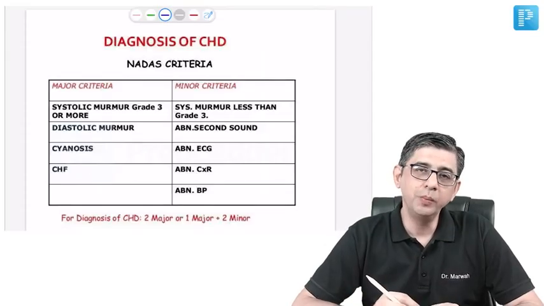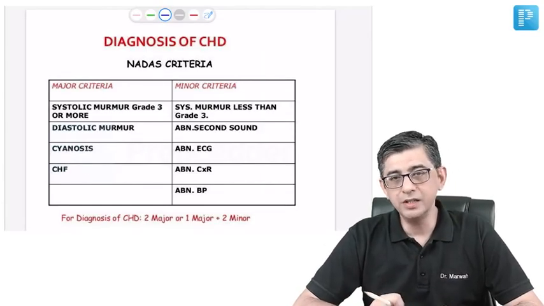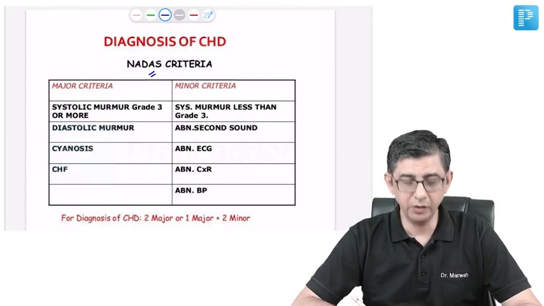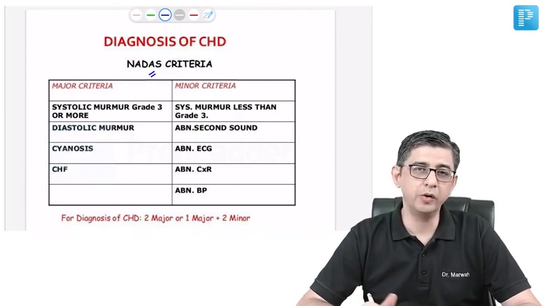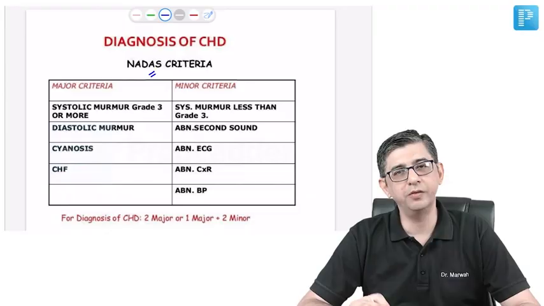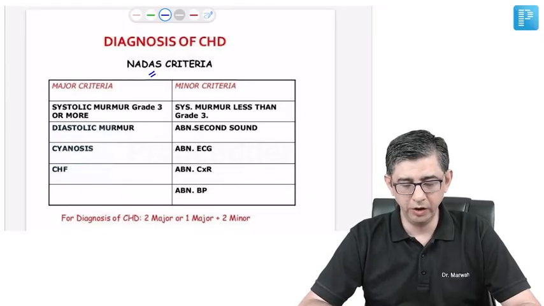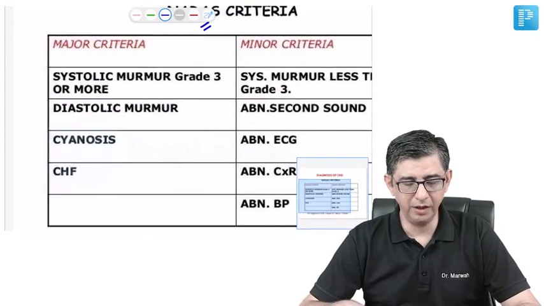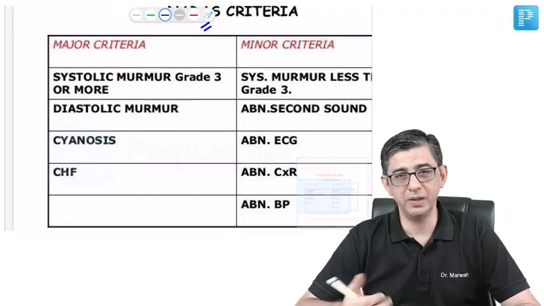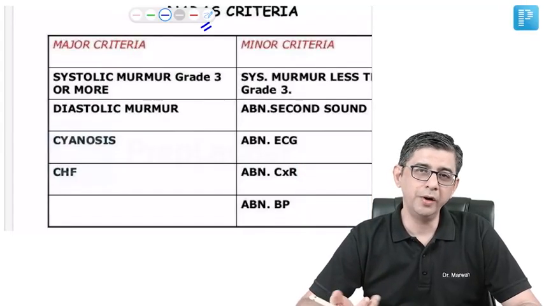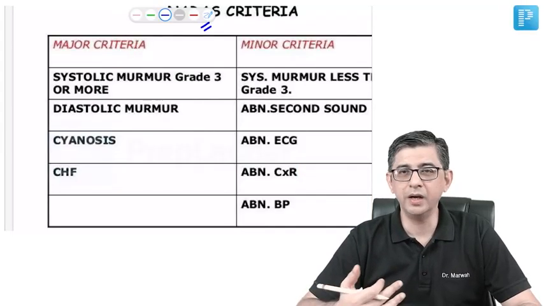Now, next on the agenda would be to talk about congenital heart disease, where we talk about Nadas criteria. So I've described Duke's criteria for endocarditis, modified Duke's criteria, and modified Jones criteria for rheumatic fever. Now we're going to discuss Nadas criteria for congenital heart disease, which would be major and the minor ones. Major criteria would incorporate two murmurs, a systolic murmur and a diastolic murmur.